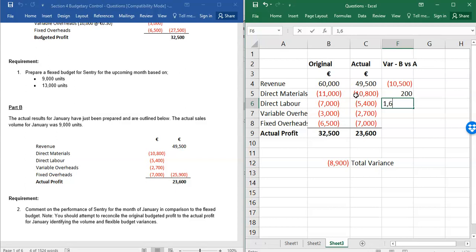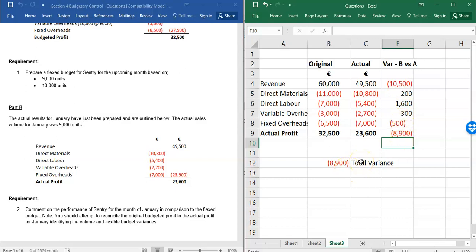Here, it'll be 1,600. This one, it'll be 300. They're all lower than expected. And just this fixed overhead is higher. So that will be adverse. So the negative ones mean the actual is bigger for costs. The positive one means the actual is lower. And hopefully when we net them up, we will also see that it's minus 8.9.